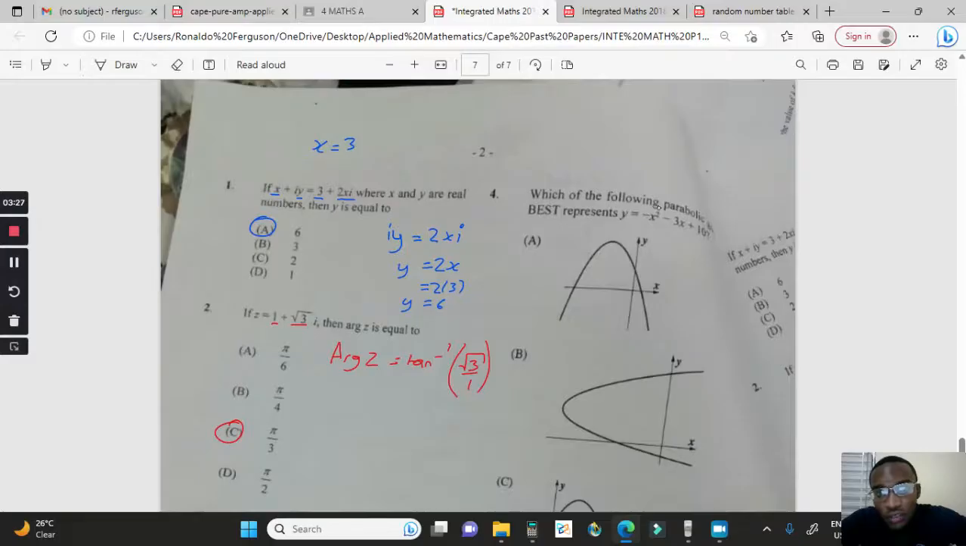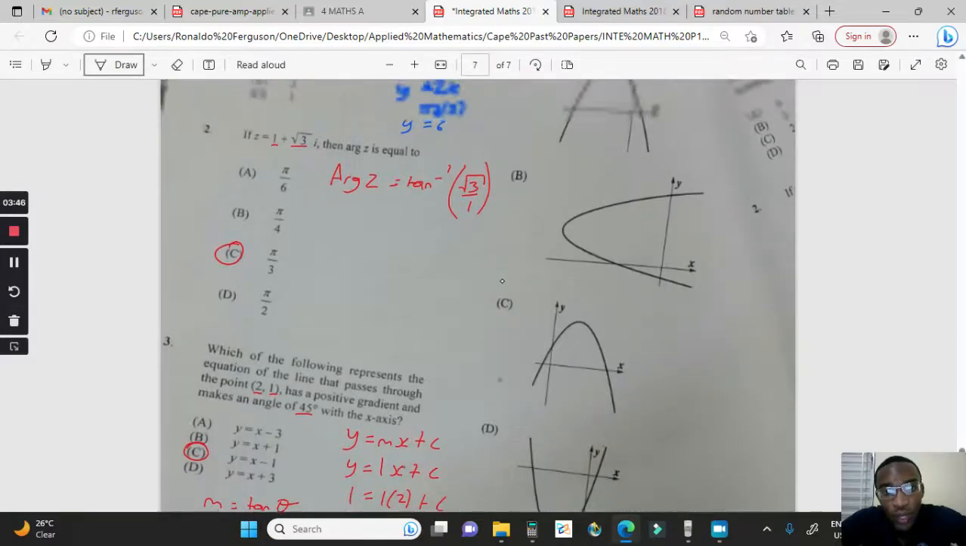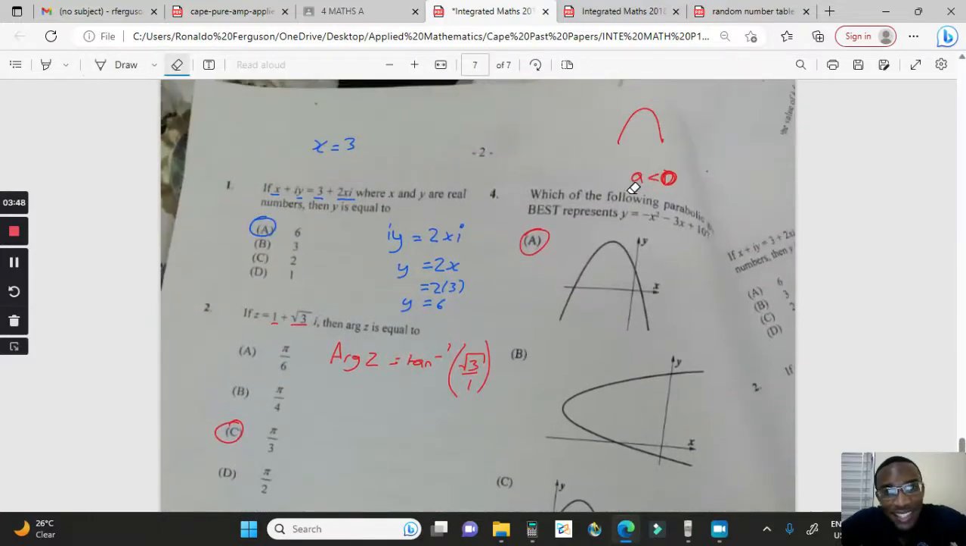Number 4, which of the following parabolas best represents y equals negative x squared minus 3x plus 10? Notice this would be a parabola where a is less than 0, so it frowns. Option A, it frowns. But it could be option C too, so we can't say A as yet. Scratch that. I love this question.